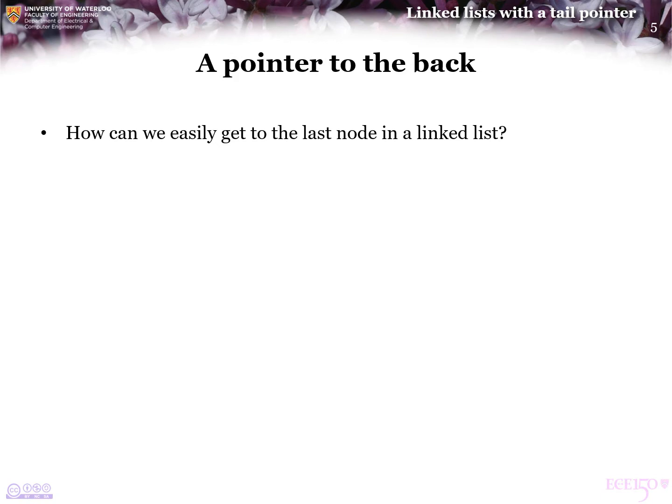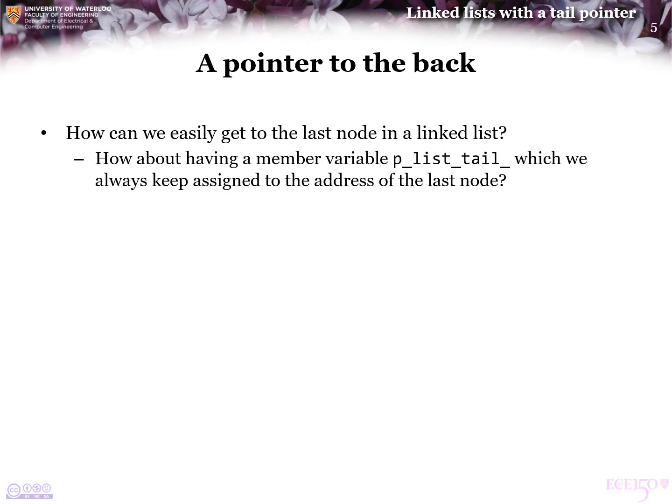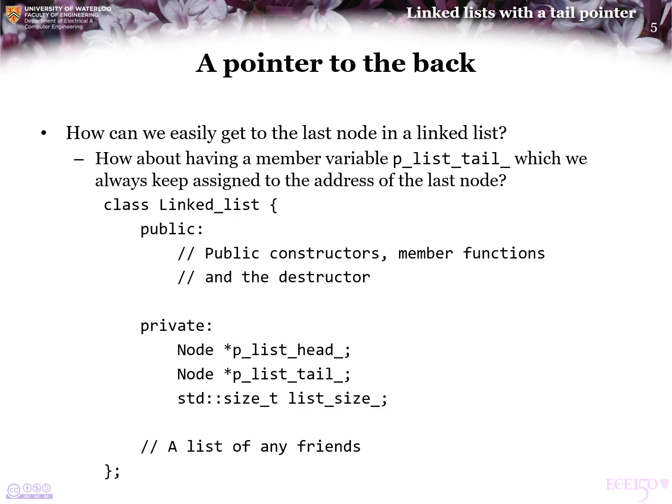Now, how can we easily get to the last node in the linked list? Well, how about having a member variable pointer to list tail, which we always keep assigned to the address of the last node? So now our linked list class would look something like this. We have a pointer to the list head, pointer to the list tail, and a list size.